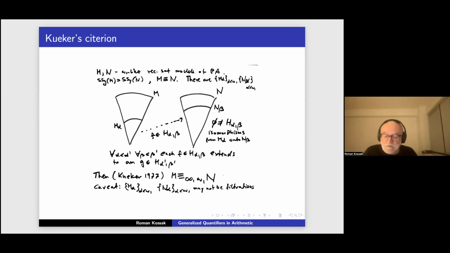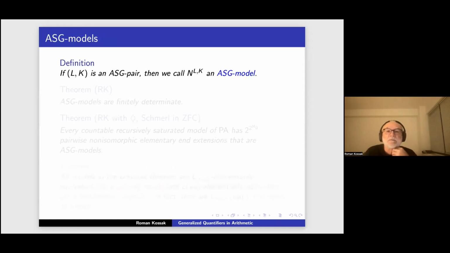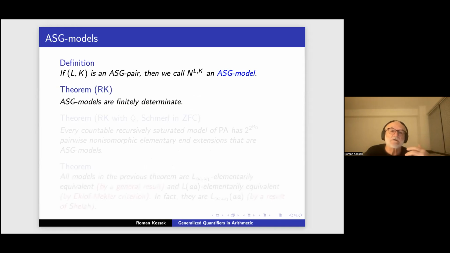Okay, very nice. But we didn't get to stationary quantifiers yet. So I repeat now what I said on the slides. We have these models. If I have an SAG pair, then I get this omega 1 like model, which I called an SAG model. And then using a little bit more, in another paper, you can prove that all these models produced from SAG pairs are finitely determinate.